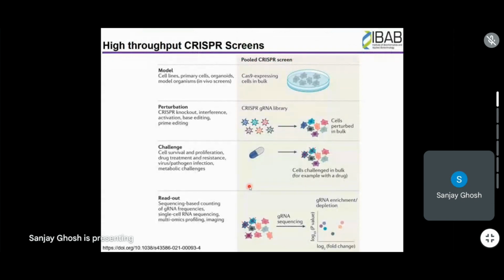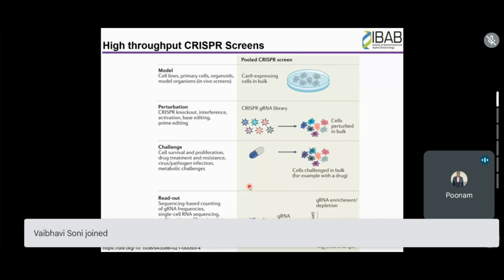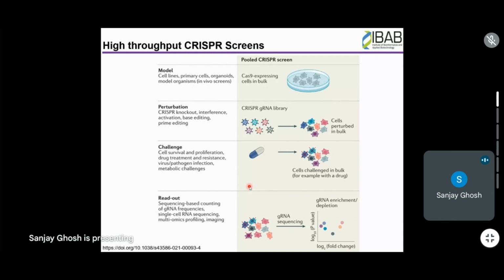Sir, sorry to interrupt again. When we are talking about these Cas9 expressing cells in bulk, is the protein Cas9 expressed at the gene level, or is it some kind of plasmid or vector in which it is being expressed? Yeah, that's a good question. Actually, it is put in a transfection vector under a mammalian promoter, and it is integrated within the genome so that it is continuously expressing Cas9.